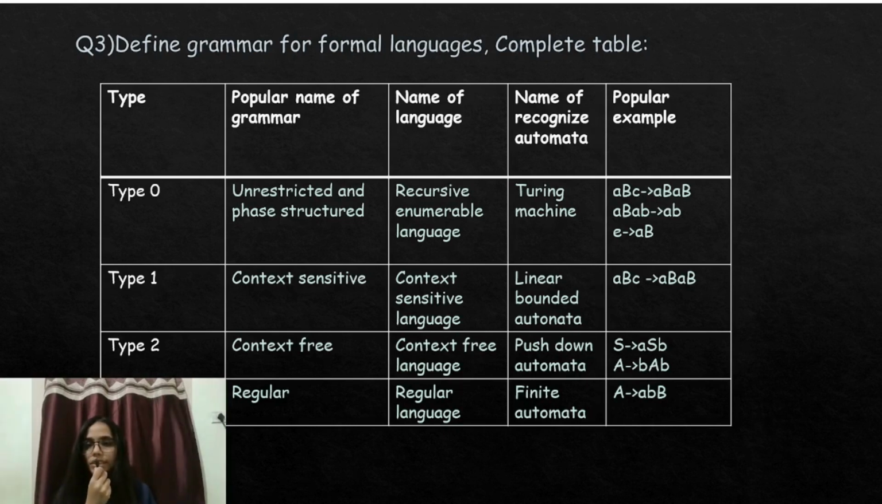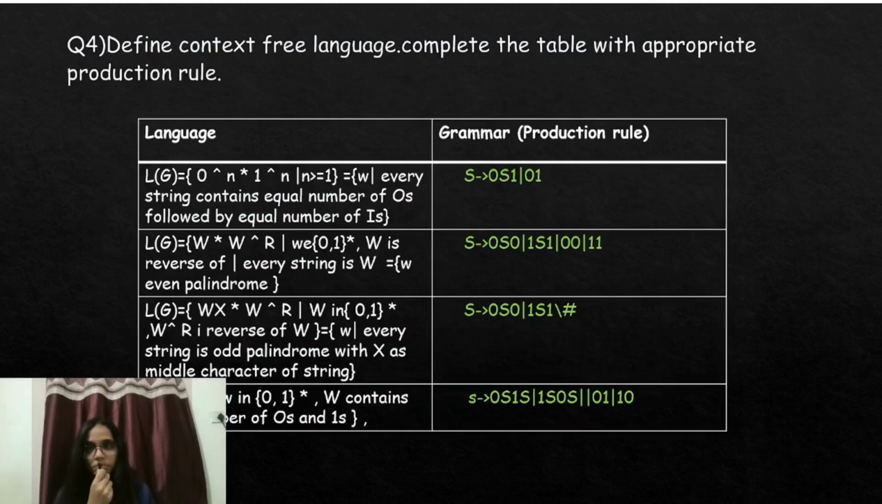Now let us proceed to question number 4. In question number 4, we have to define the context-free language, complete the table with the appropriate production rule. We have to provide the production rules for the grammar for the context-free language given in the left column. So let us see. The first language is 0 to the power n and 1 to the power n. Here the corresponding production rule is S goes to 0 S 1, and the terminals are 0 1.